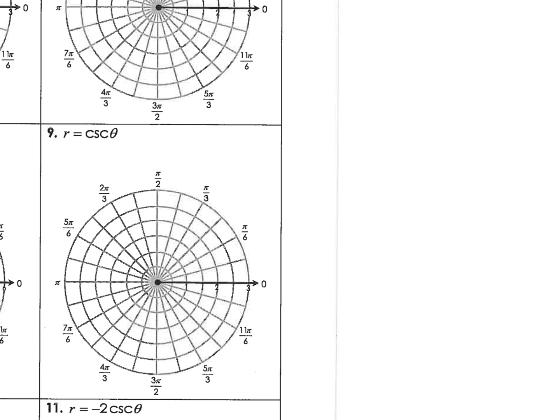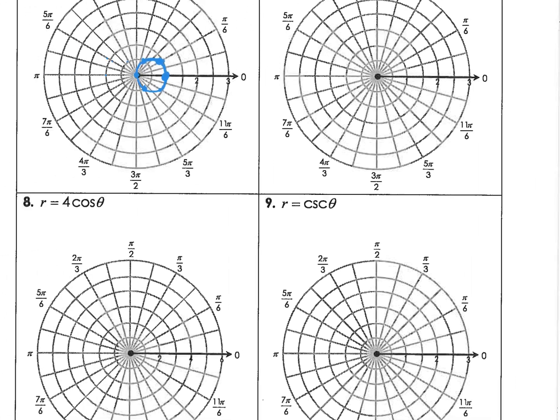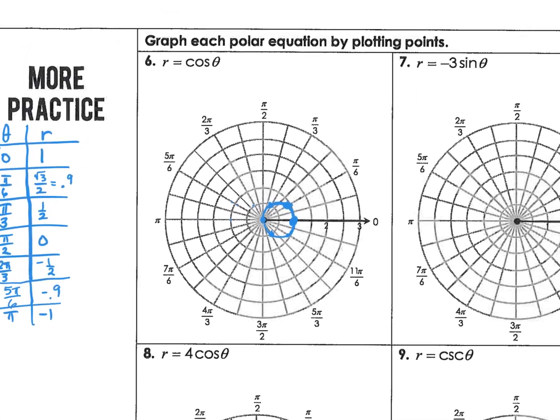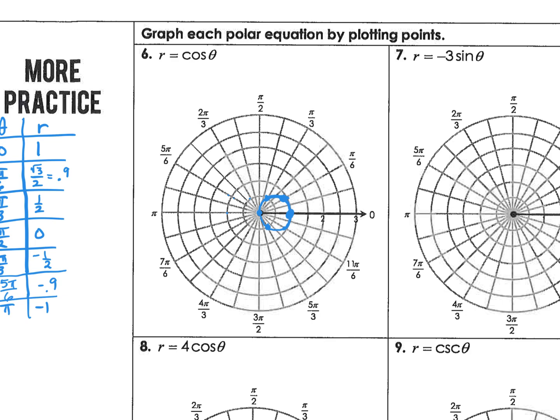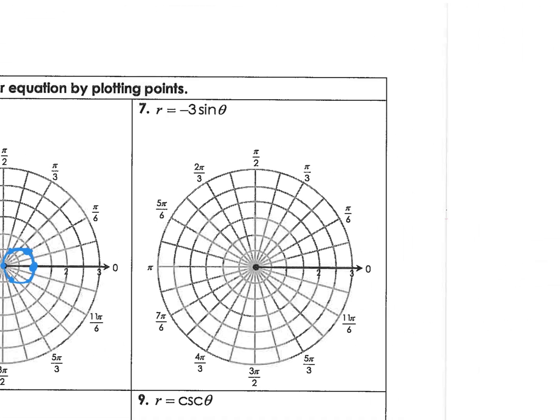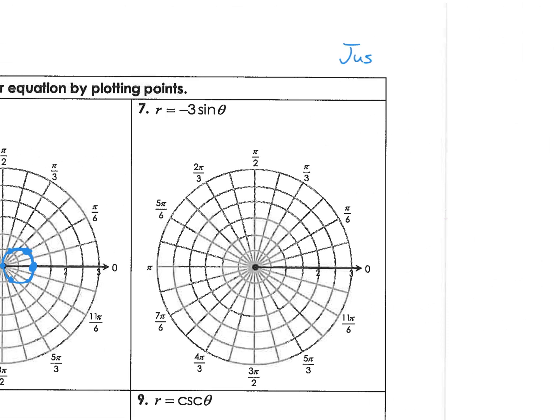R equals cosecant. Cosecant is weird. Secant and cosecant graph differently. Let me give you a hint that makes this super easy. If it's just cosine or it's just sine, it's going to be a circle.